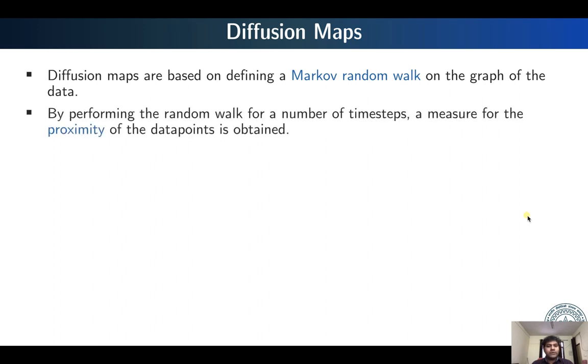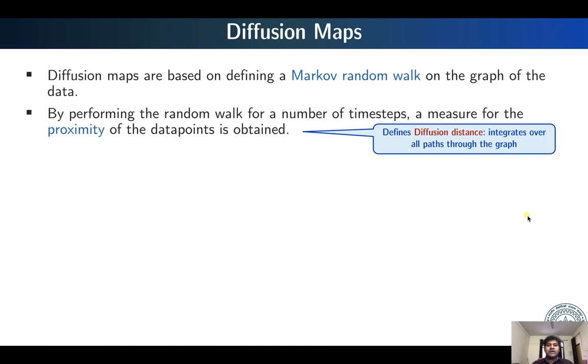If we perform this random walk for a number of time steps, then we obtain a measure of proximity for the data points, and this defines the diffusion distance. The concept behind the diffusion distance is that it integrates over all the paths through the graph, because it performs the diffusion process in the graph itself, and the diffusion process is nothing but a Markovian random walk. After these diffusion distances are obtained, we can perform different tasks.